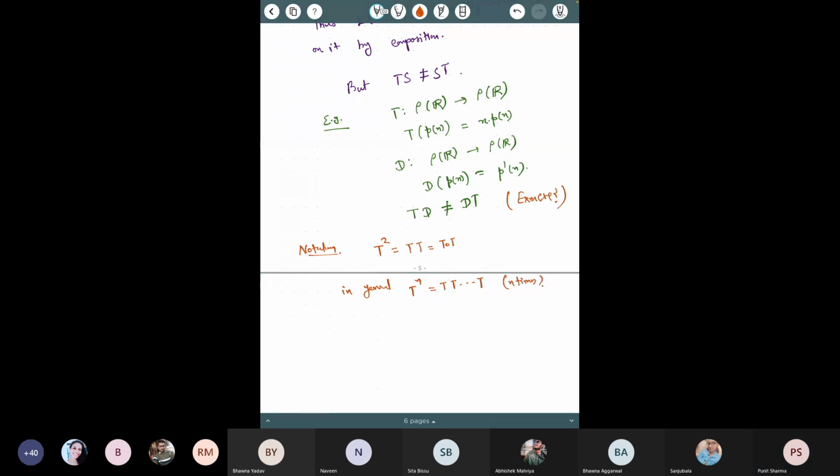Okay. And just for convention, we can define T0, the zeroth power of T, as the identity operator from V to V if T is not equal to 0. So this is the convention we use, just to make it complete. Okay, so these are just some notations.